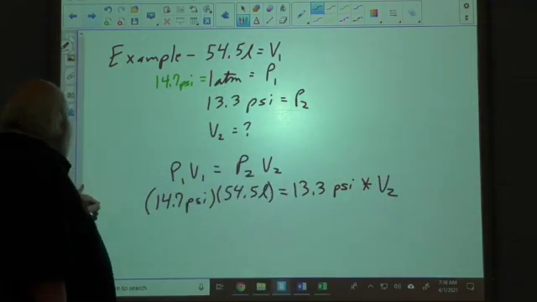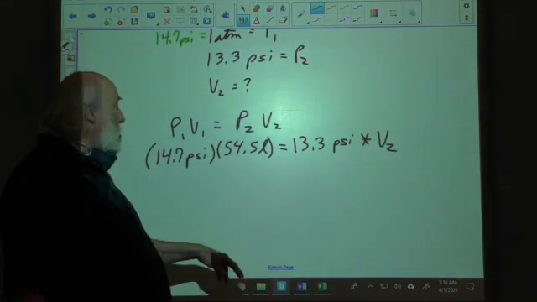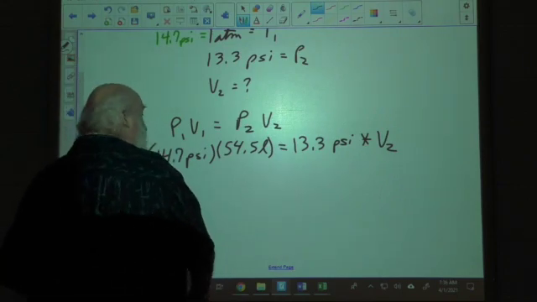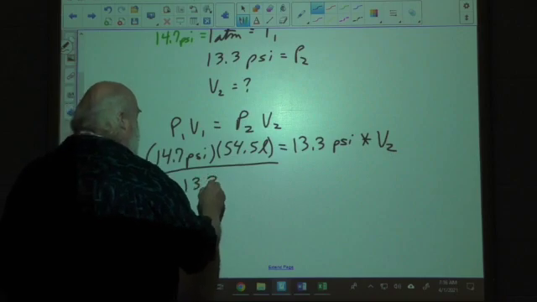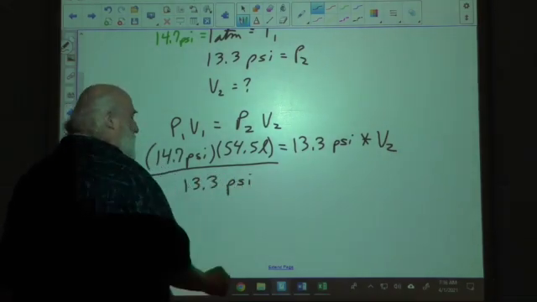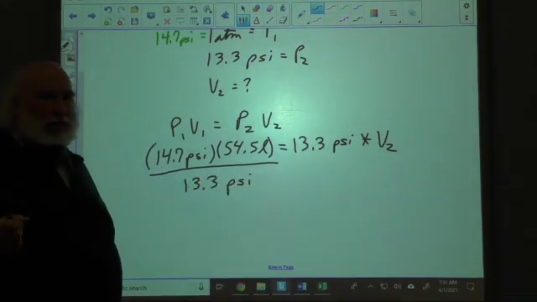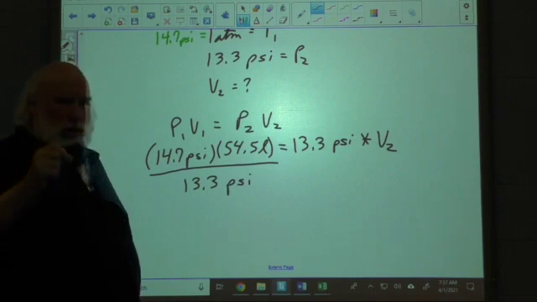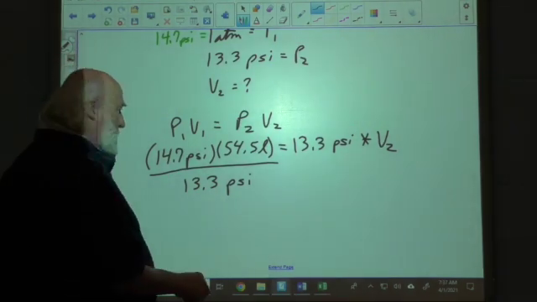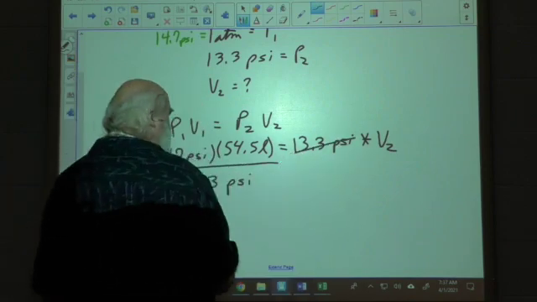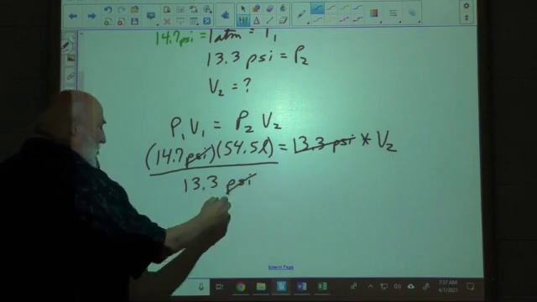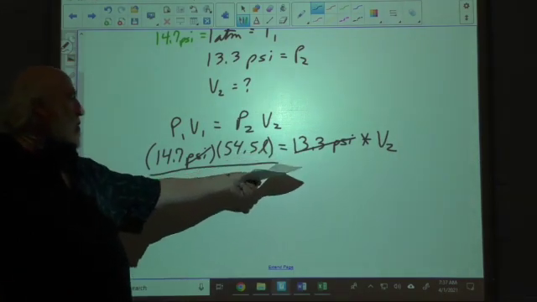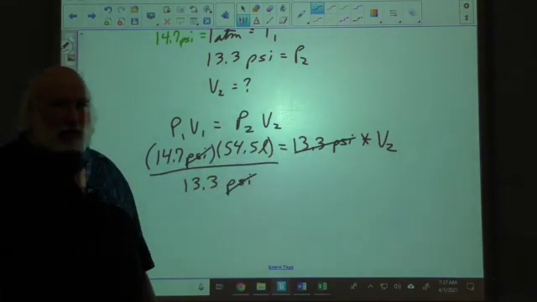And this is just your basic algebra problem that you guys are old pros at now. Just simply divide both sides by 13.3 psi. And I strongly advise putting labels in the setup for these things to show you why the label for your answer is what it is. This cancels out because that's what we divided by. And you notice that psi is going to cancel out right here, and you know that your volume has to end up in liters.